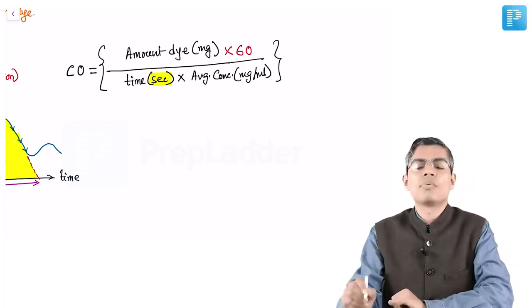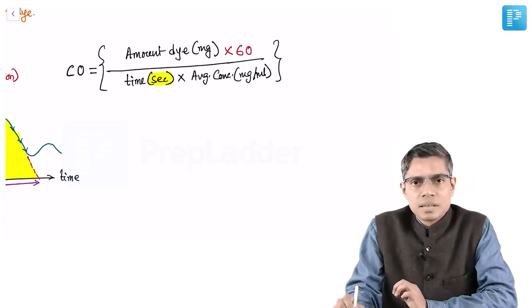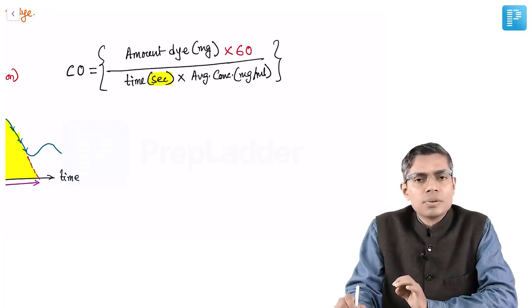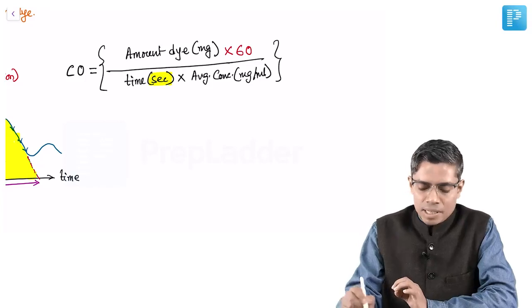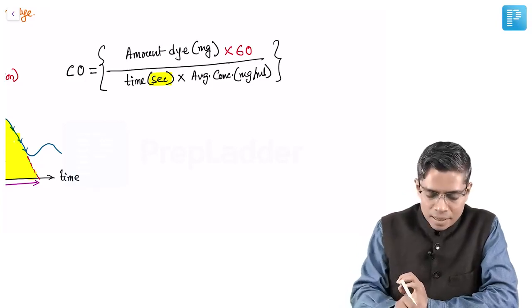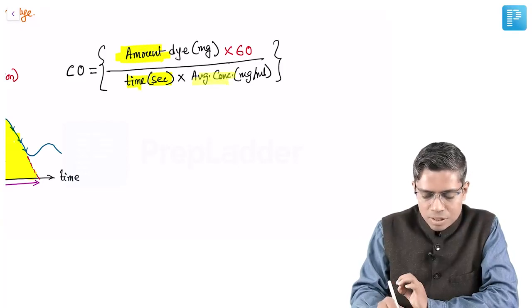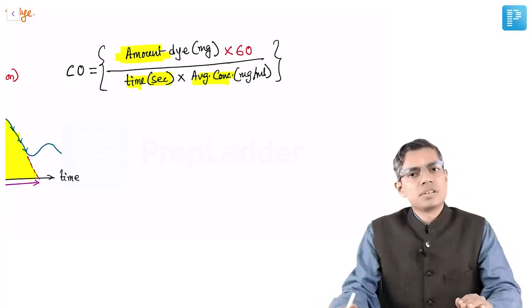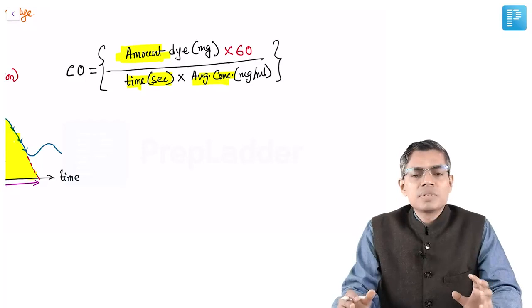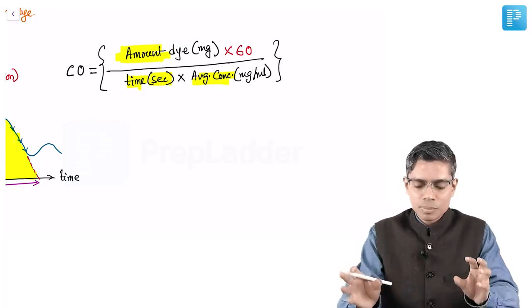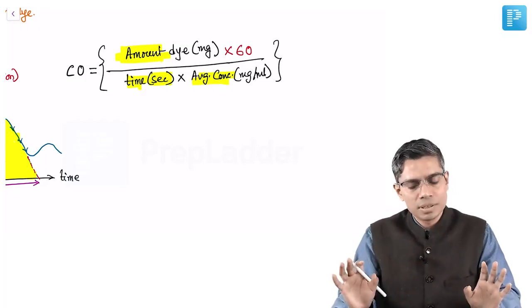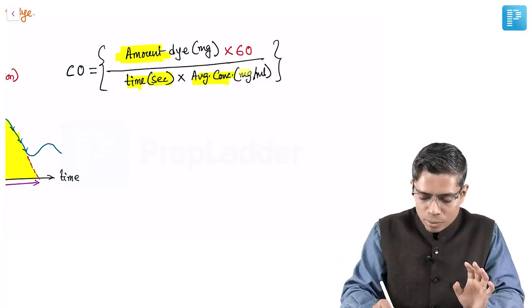So this is the whole formula of the Stewart-Hamilton principle. This is the whole formula for the dye dilution method by which cardiac output is calculated. You have to remember this formula: amount of dye injected upon time into concentration. The question will be given with different values. You have to just put the values into this equation, but please keep in mind what the unit is.